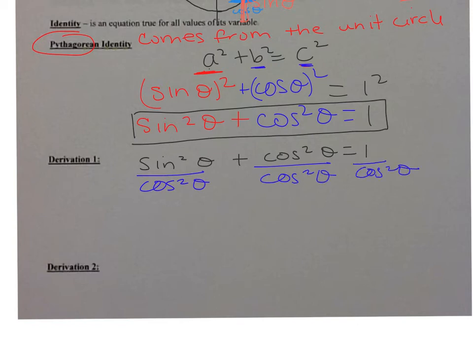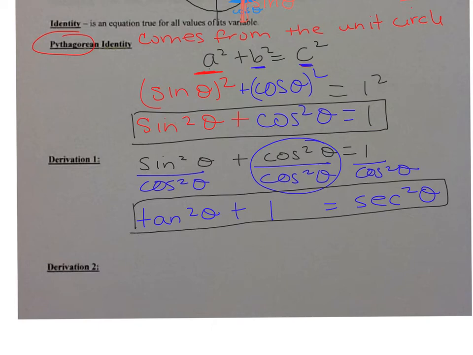And this is what we get. So what is sine divided by cosine? Remember, sine divided by cosine is tangent. So when I have sine squared theta divided by cosine squared theta, that is tangent squared theta. Plus, anything divided by itself is equal to 1. 1 over cosine, remember that's the reciprocal, and that is secant squared theta. So that's another identity that you have to know.